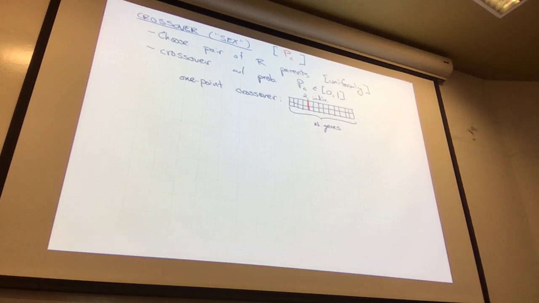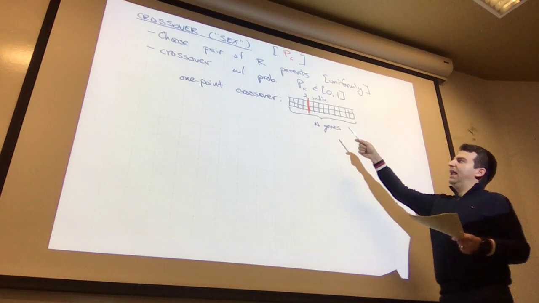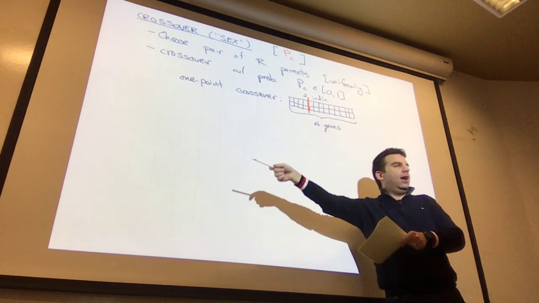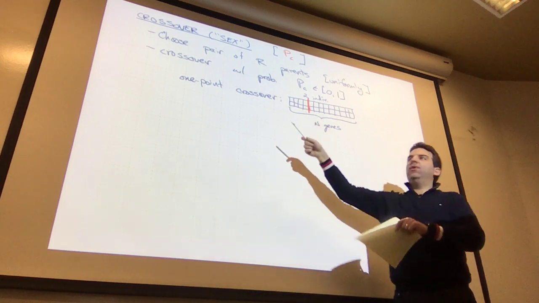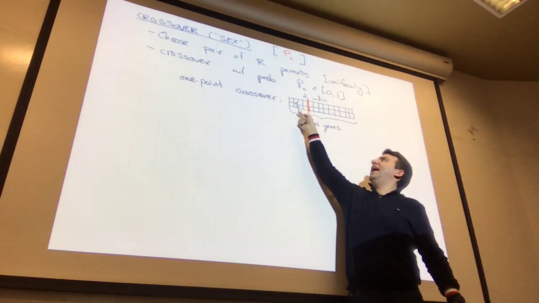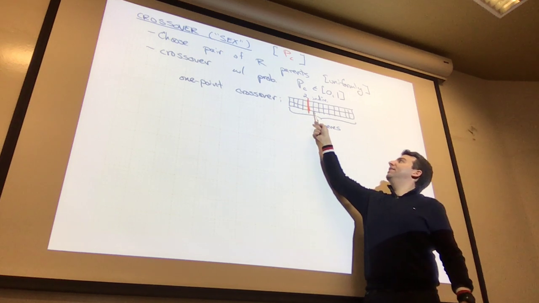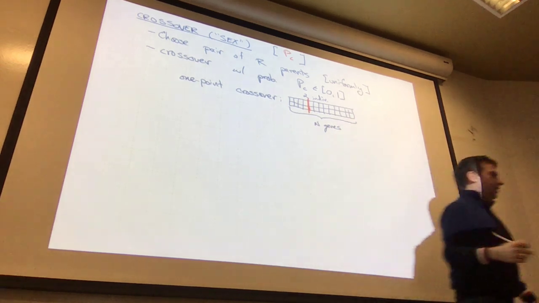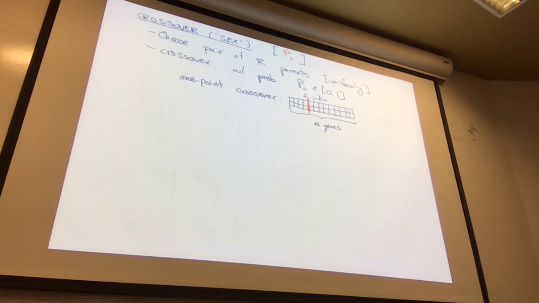Let's say it's right here. And then I'm going to get two offspring out. But those two offspring are going to be a mix of the head of one and the tail of another. So the offspring that I get out will also have N genes. So there's my N genes. And they also have the same crossover point.